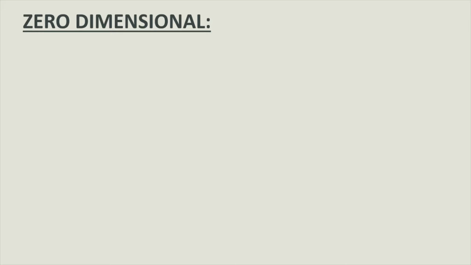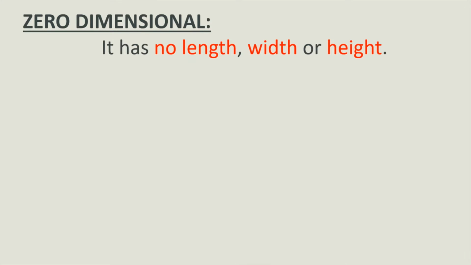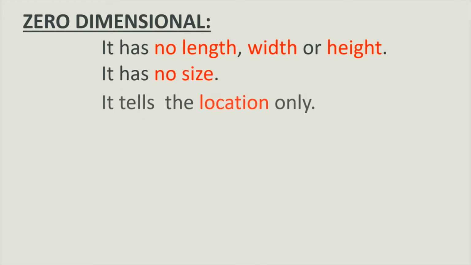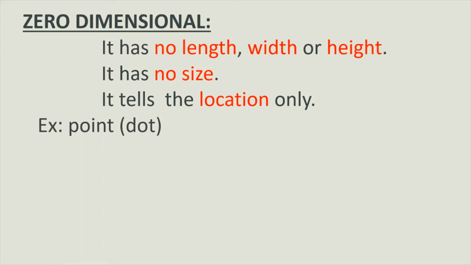Let's look at zero-dimensional. It has no length, width, or height. It is only used to tell the location. Example, point. It has no length, width, or height. It only marks the location.